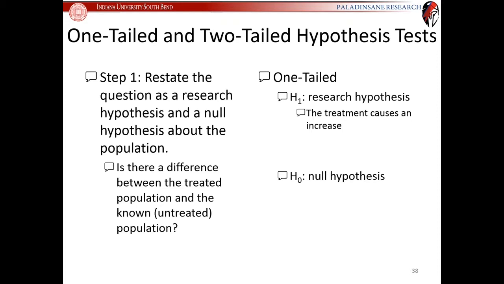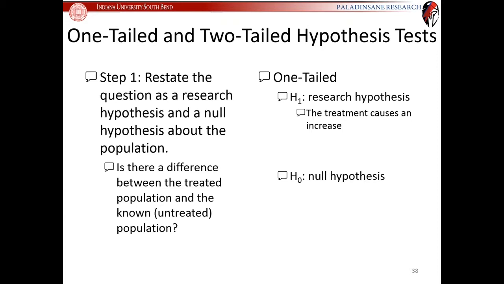We are only interested in an increase. We're only interested if our treatment causes an increase. We don't care, or we're not interested at all, if our treatment causes soul-crushing losses in self-esteem. That's not what we're trying to accomplish. So in this case, we would only want an increase. For a one-tailed hypothesis test, the research hypothesis is by far the easier one to get.